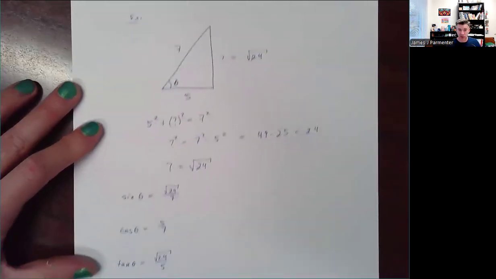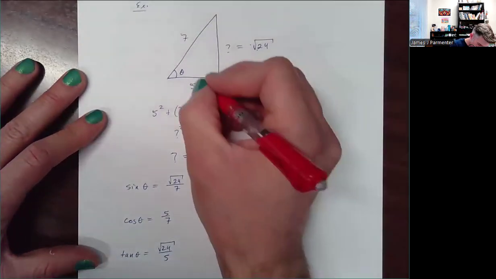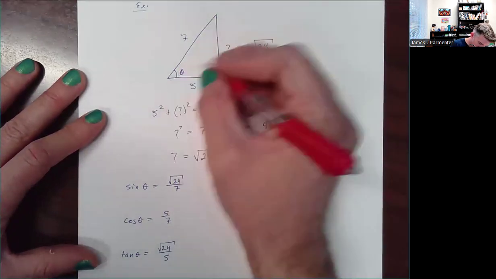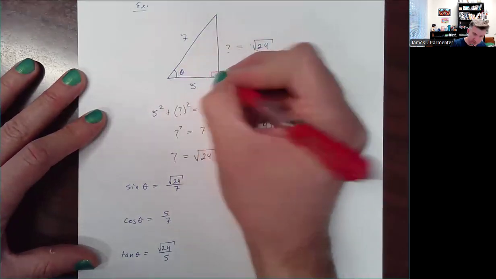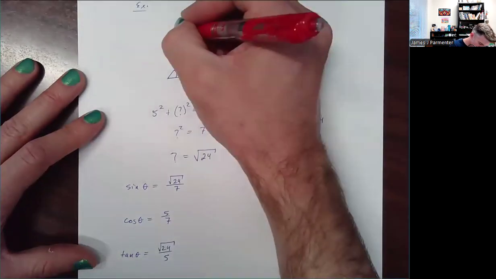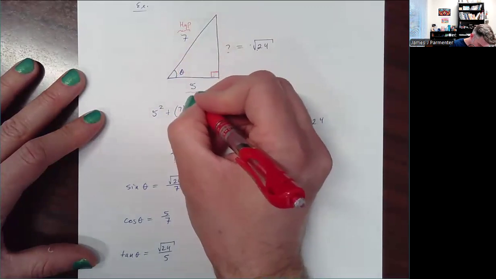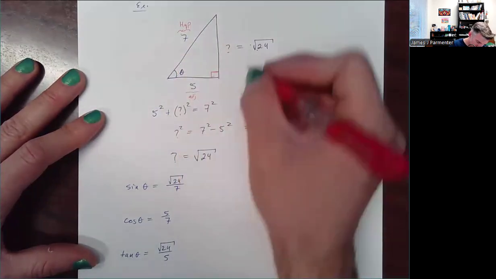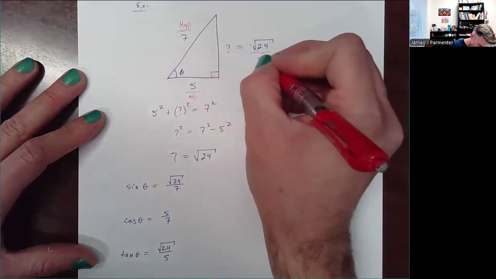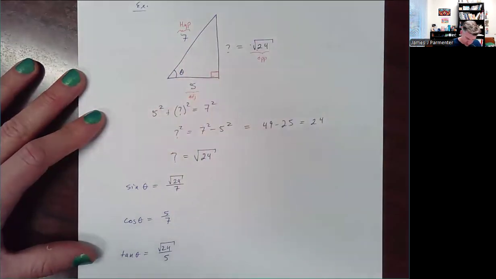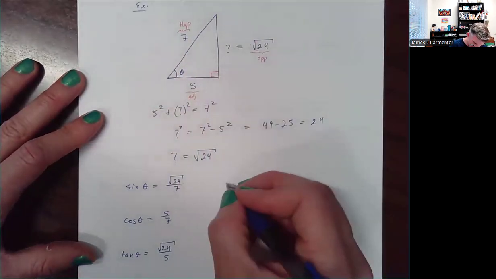If it helps, I do recommend labeling these, right? As far as theta, well, this side, and I didn't label my right angle, sorry, but it should have been hopefully clear. This is definitely your hypotenuse. This is definitely your adjacent side because theta is right there. And this is definitely your opposite side because it's opposite theta. And then we can find the rest of them.